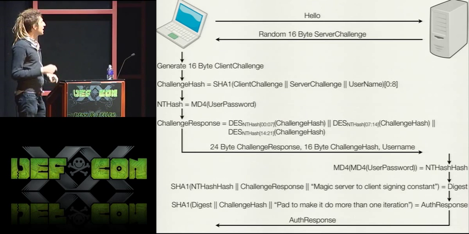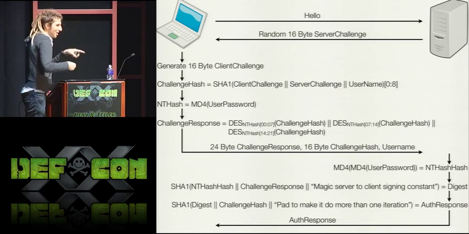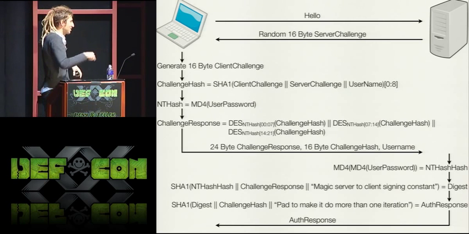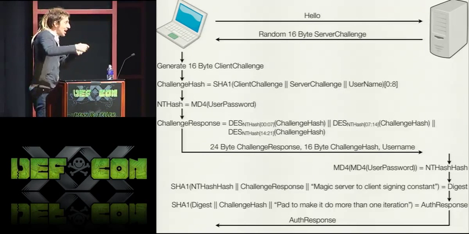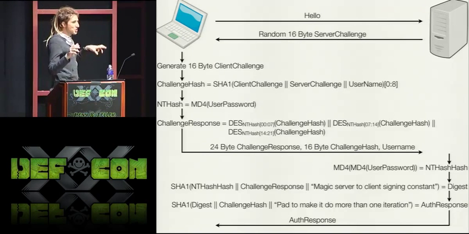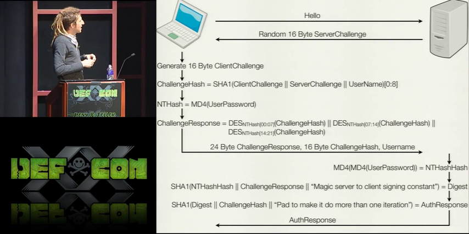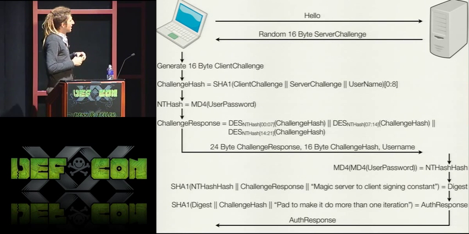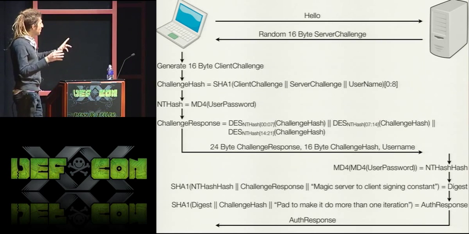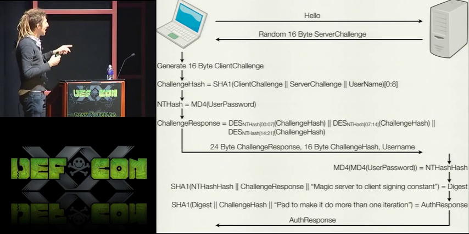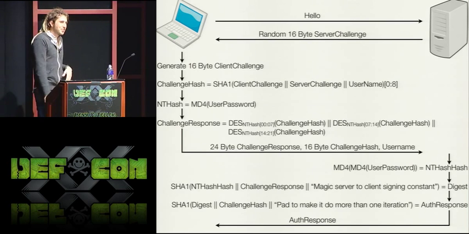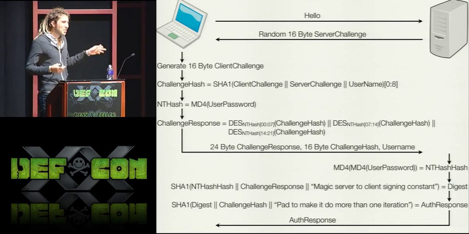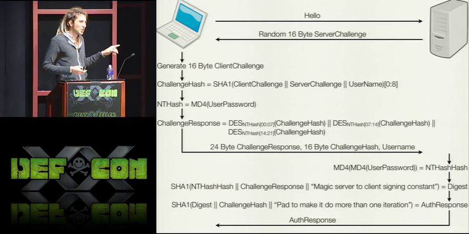then calculates the MD4 of the MD4 of the user's password. Get that? The password hash hash. And then calculates SHA-1 of the hash hash, the challenge response, and the literal string, magic server to client signing constant. Then calculates another SHA-1 hash of the previous digest, the challenge hash, and the literal string, pad to make it do more than one iteration. And then sends that back to the client. You get the feeling that maybe the designers didn't know that this was going to be public one day, you know?